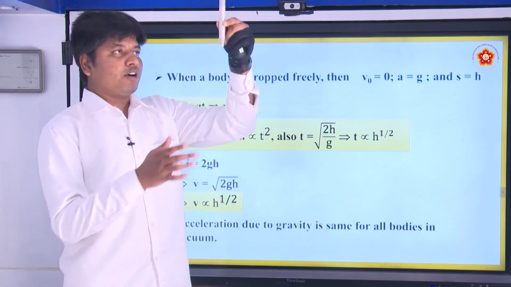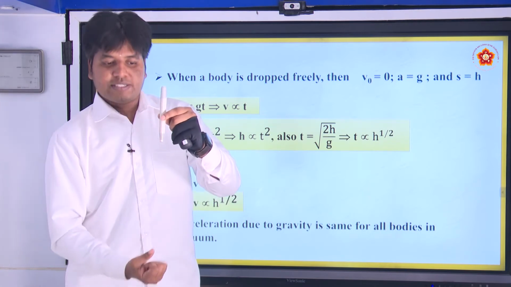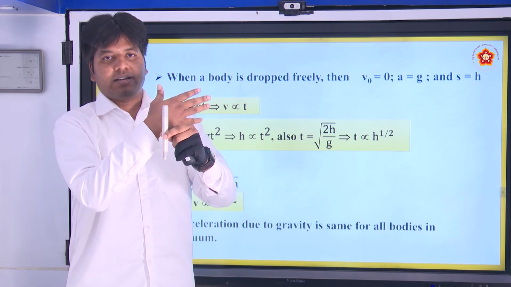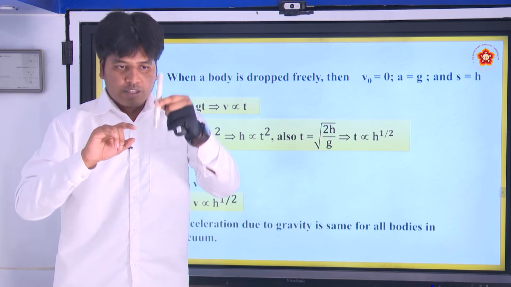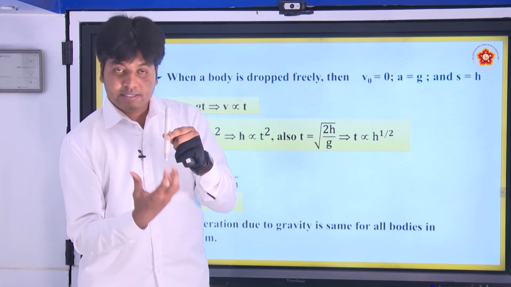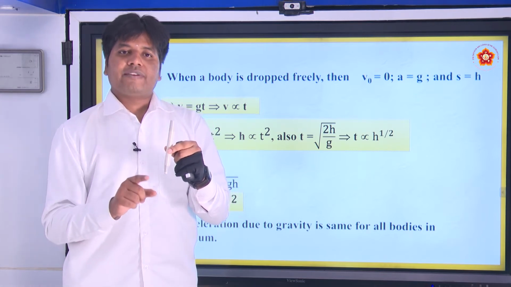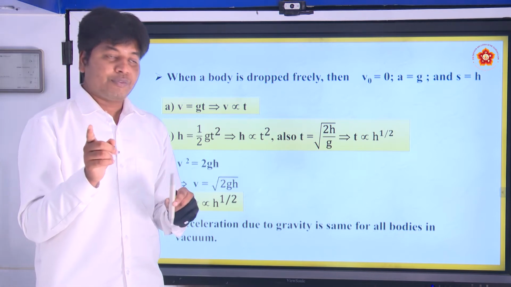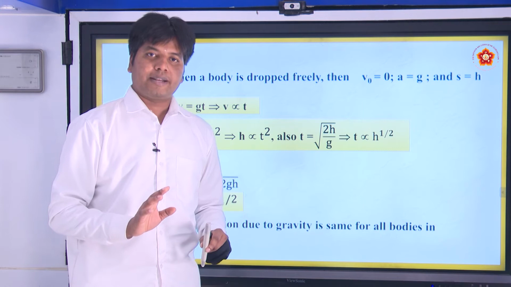So if the body is falling down and there is a huge wind in this direction, that means there are two forces, one acting downwards and one pushing sidewards. If you neglect this air drag, the only force acting on the falling body is the force due to gravity. The force due to gravity is the same for all bodies when traveling in a vacuum.